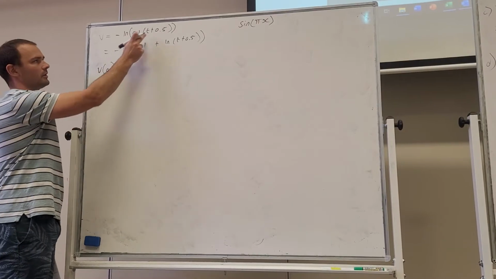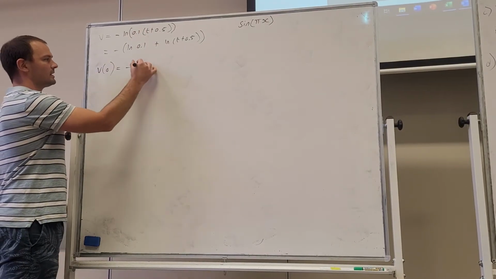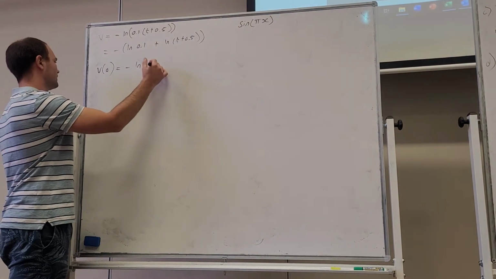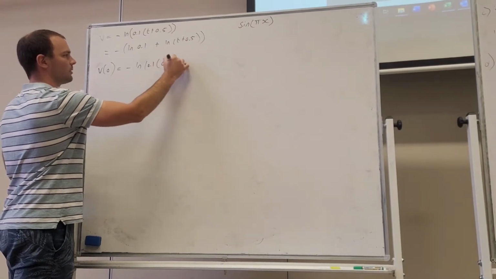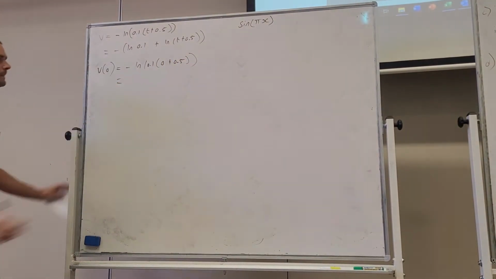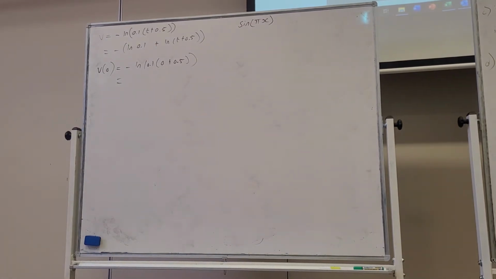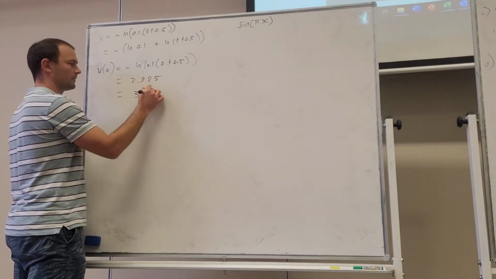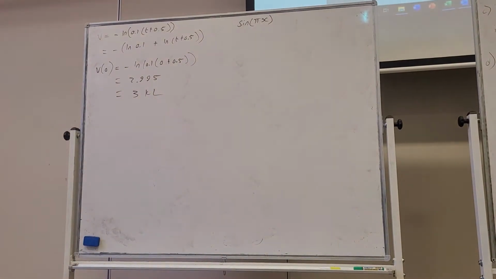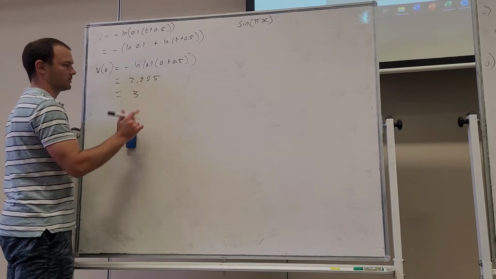That means we're putting the number 0 into this equation here. It's going to be minus ln of 0.1 plus 0.1 times 0 plus 0.5. So it's minus ln of 0.05. And what's the volume in kilolitres? 2.995, which is 3 significant figures. There's 3 kilolitres. So 3 significant figures we should write like this.